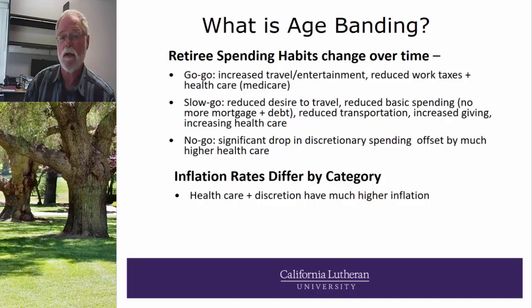We're also going to find that inflation rates are going to vary by category. Again, when you get health care or discretionary spending, you might have quite a bit higher inflation rates. We've seen some of that. Not as high as oftentimes the media puts forward, but a higher inflation rate versus basic spending. If you've got your everyday needs, you can substitute.